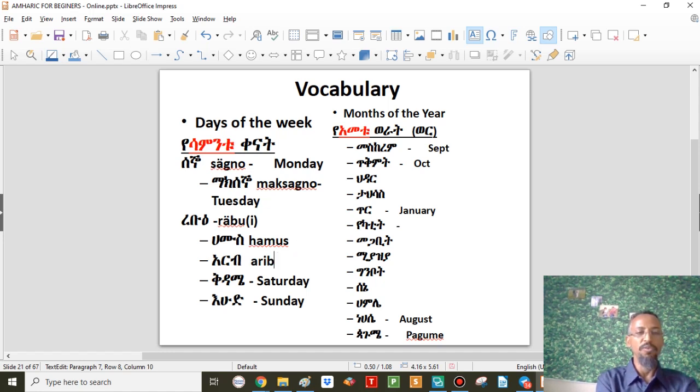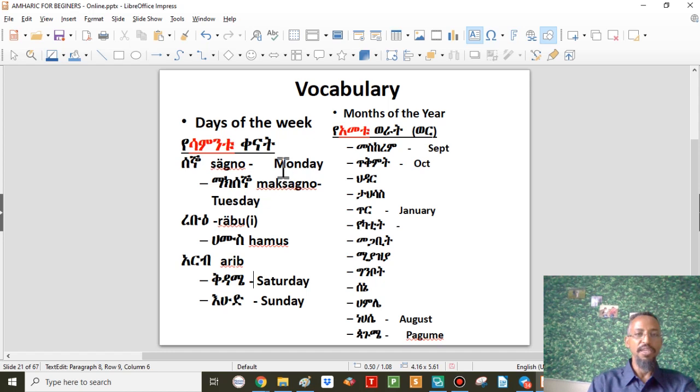Or if I do like this, you're going to read it Arib. If I do like this, you're going to read it Arab, Arab. So it's only when you have the exact alphabet, when you study the Amharic alphabet, that you get the exact sound, Arab. So for now, I'll give you this one. This is just the closest one, Arab.